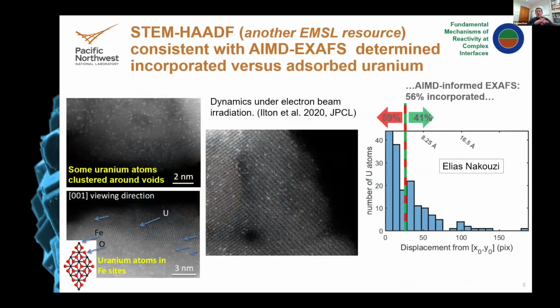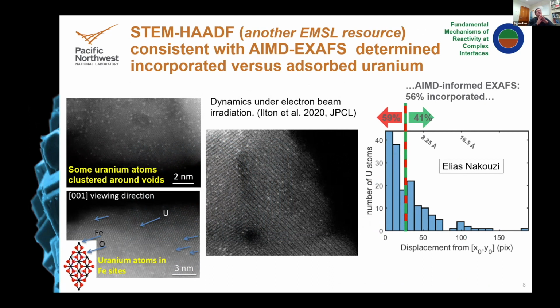So you might have noticed it wasn't a perfect fit. It was a very constrained fit, and so there's an excuse for it not being a perfect fit, but did we miss something? That's a fair question to ask. And is there any way to check the AMD-informed EXAFS approach here?